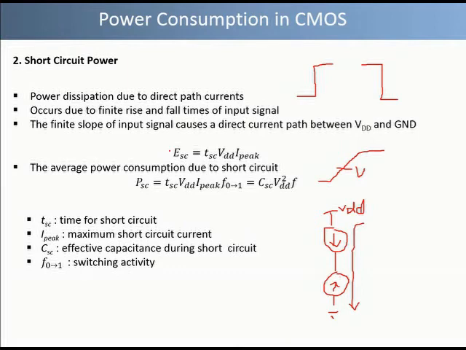The energy consumed from the supply due to this short circuit is denoted by ESC, and it is equal to the product of the time for occurring of this short circuit, the supply voltage, and the maximum value of short circuit current. And the short circuit power is equal to this energy multiplied by the frequency of switching cycle. This can also be evaluated in terms of a quantity called the effective short circuit capacitance, and it is equal to the product of effective short circuit capacitance, the square of supply voltage, and the operating frequency of the circuit.